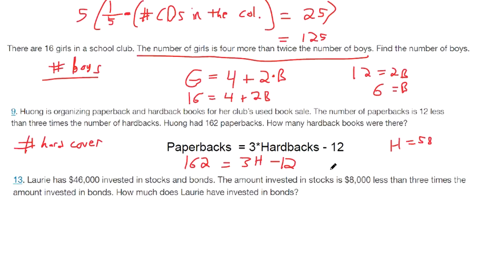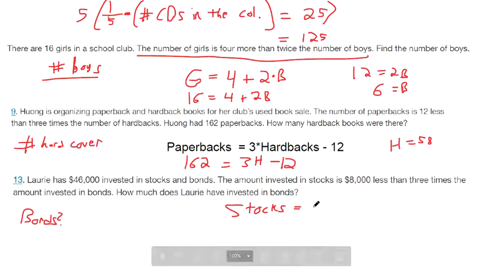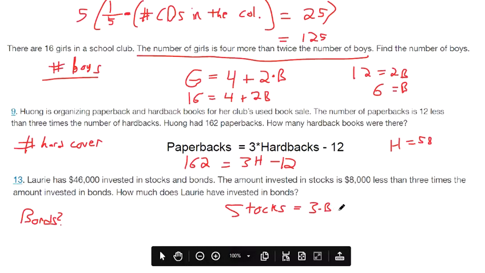One final one here. Lori has $46,000 invested in stocks and bonds. The amount invested in stocks, that's actually what we usually do. We're supposed to find out how much is invested in bonds. That's the goal. And then if we take this sentence here, the amount invested in stocks means equals 8,000 less than, that's just like this one up above, right? We want to wait before we put that in because it's got to be minus 8,000. 3 times the amount invested in bonds. So 3 times bonds, just use B for bonds. And now here's 8,000 less than 3 times the number of bonds.